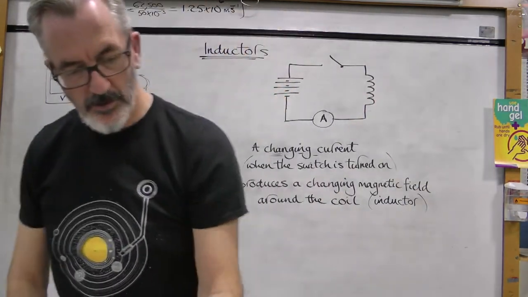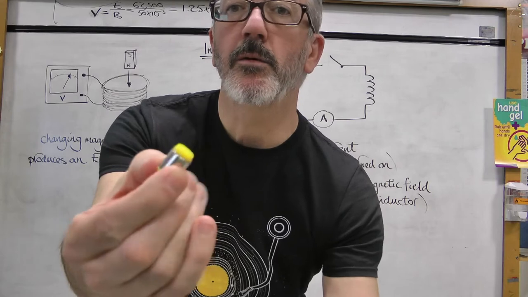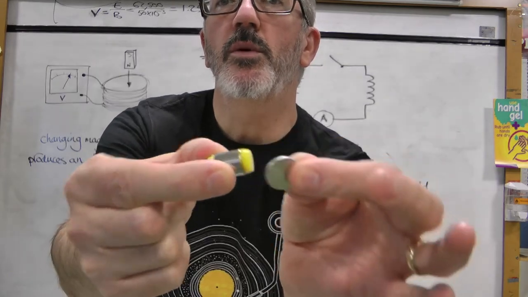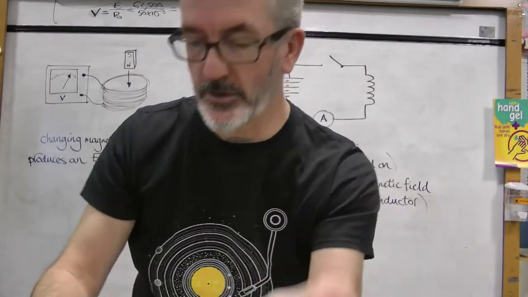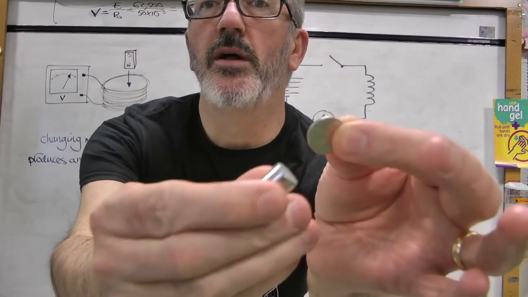Yeah? One of them's magnetic. Not that one, though. Not the one with the yellow ends. It's made of aluminium. It's not attracted to that little coin. Whereas that one is. Right? So, wee magnet.